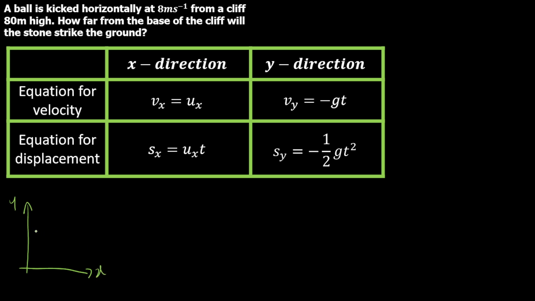So if we establish our equations with the y direction and the x direction, and we draw a cliff and the ball is kicked in that direction, it will fall down. So we are looking for Sx, which is the range, or how far it is from the base of the cliff, after some time. And that time is determined by this 80-meter drop. So once the ball has fallen down by 80 meters, when you stop the time, that is when you can measure out the range.